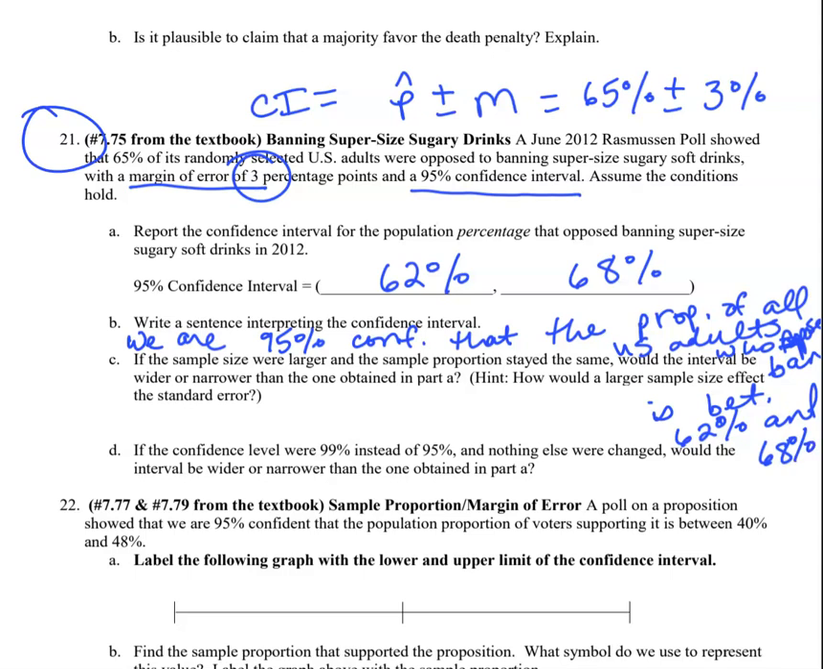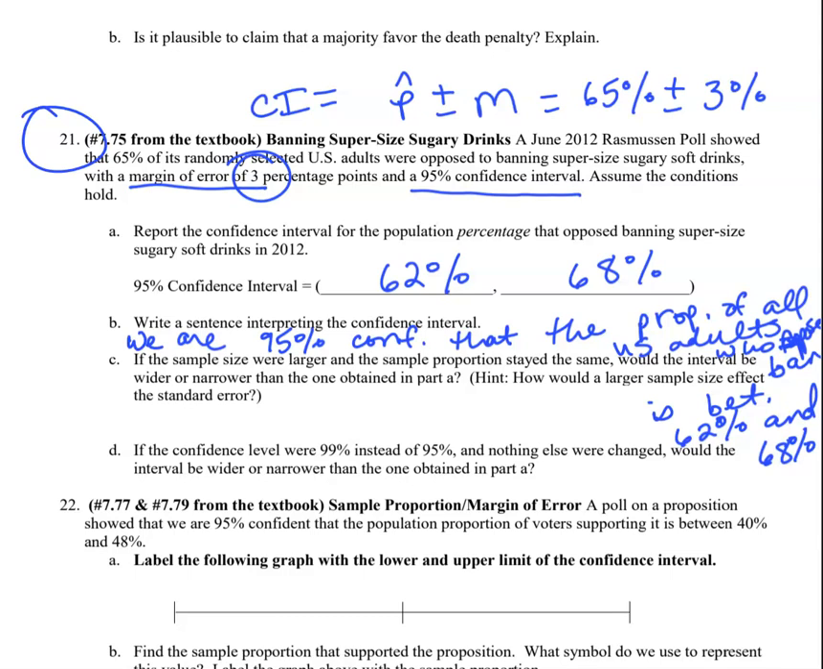Remember, we pull a sample, and then from there we make an inference to the larger population. So we're making a statement about the population proportion. We think the percentage of all U.S. adults, that's the population. Please do not mention the sample. When you write your confidence interval, you are only discussing your population. We are 95% confident that the proportion of all U.S. adults who would oppose banning supersize sugary drinks is between 62 and 68%. Now, it's based on this sample that we took, but it's an inference about the population.